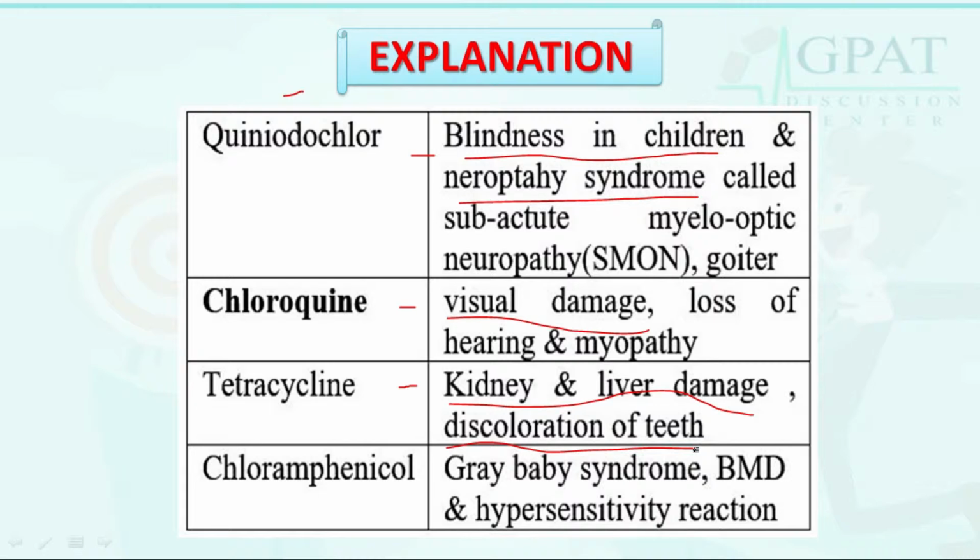And now we talk about chloramphenicol, and its major side effects are gray baby syndrome, bone marrow depression, and hypersensitivity reaction. So it's all about the major side effects. So students, try to learn them with ease.